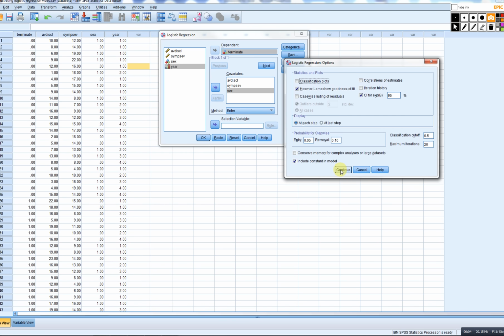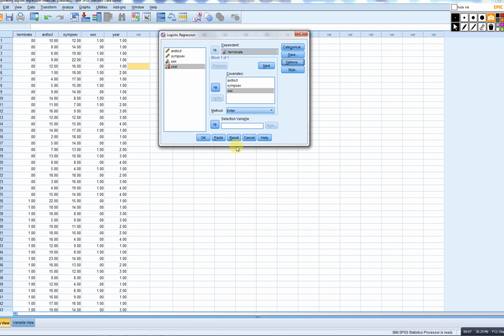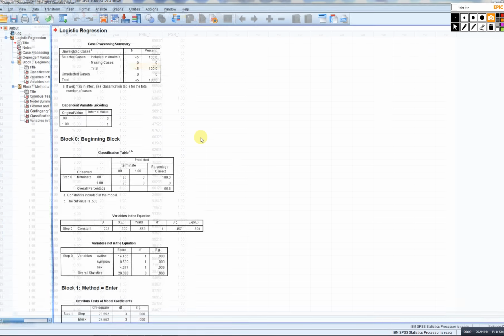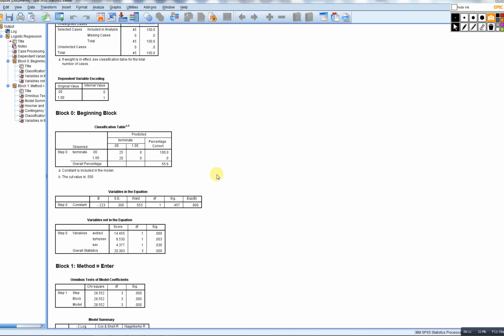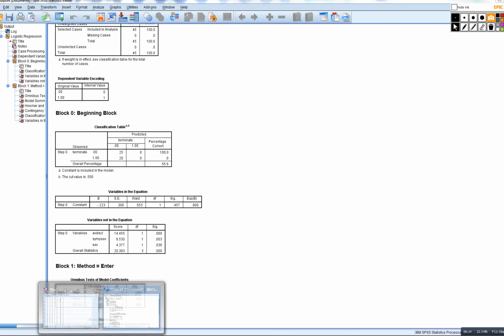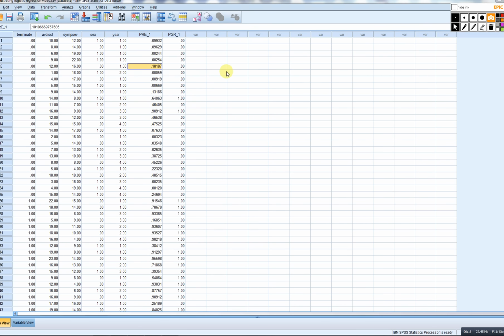So when we click on OK, we get our output. And in fact, before we do that, let me just show you what I was talking about with the predicted probabilities and group membership. So we have a variable now for predicted probabilities. All these predicted probabilities right here are less than 0.5. And so because of that, the program, using that threshold of 0.5 to assign probability values, predicted these individuals all to fall into group 0, which is the non-termination group.